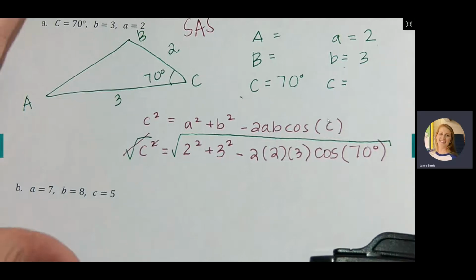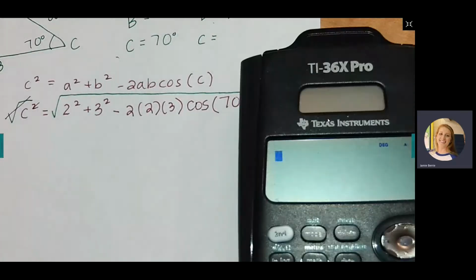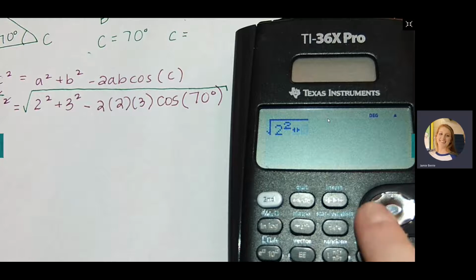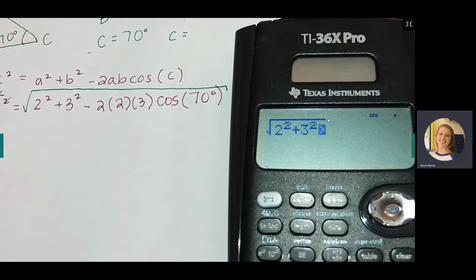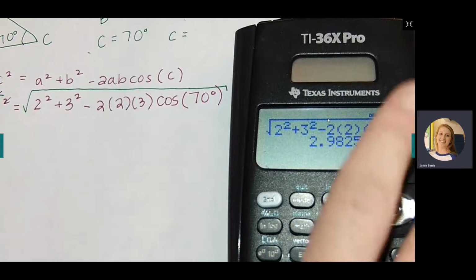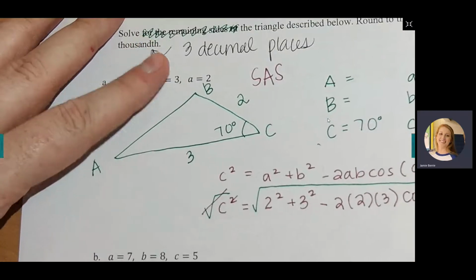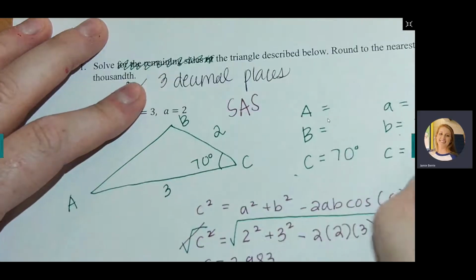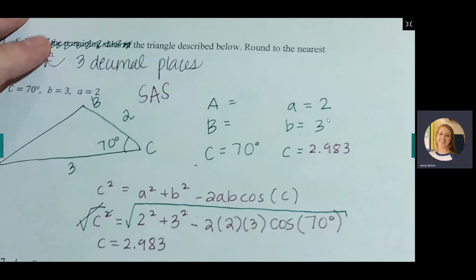All right, so I'm going to plug this in my calculator, make sure I'm in degree mode, and I am. So square root of 2 squared plus 3 squared minus 2 times 2 times 3 times cosine of 70 degrees. And down to 3 decimal places, what would that be? 2.983. Good. So c is 2.983. I'm just filling it in my little table up here.